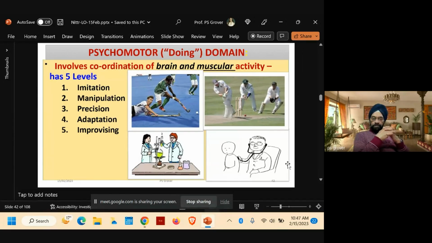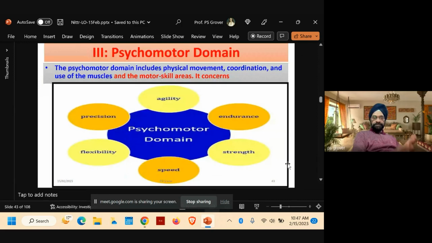The psychomotor domain also involves five levels: imitation, manipulation, precision, etc. It includes physical movement, coordination, and use of muscles and motor skills. So endurance, strength, and speed are part of precision, the use of precision instruments, and so on. Please appreciate that in our traditional teaching and learning, we do not emphasize these things. We may not be aware of them.